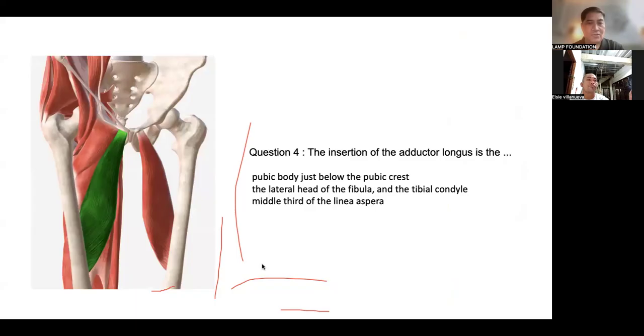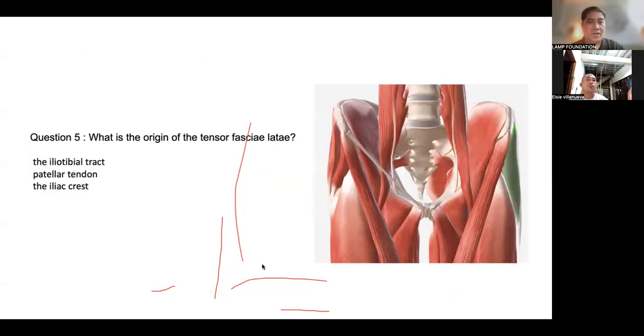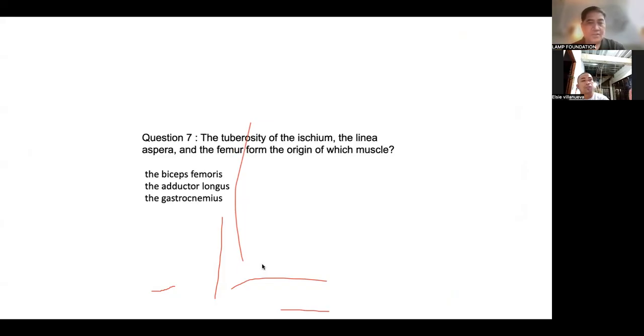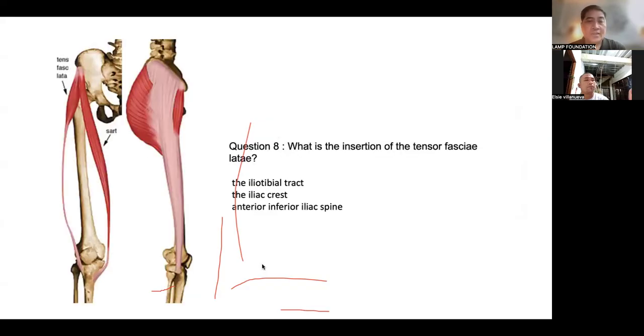Insertion of the adductor longus. Middle third of the linea aspera. What is the origin of the tensor fasciae latae? The iliac crest. Plantar surface and base of the distal phalanges of the four lesser toes describes the insertion of the flexor digitorum longus. Tuberosity of the ischium, linea aspera, and the femur form the origin of which muscle? The biceps femoris.